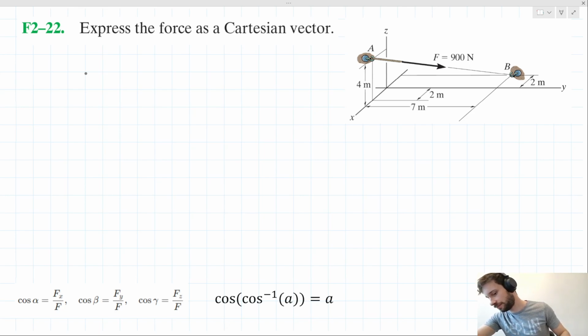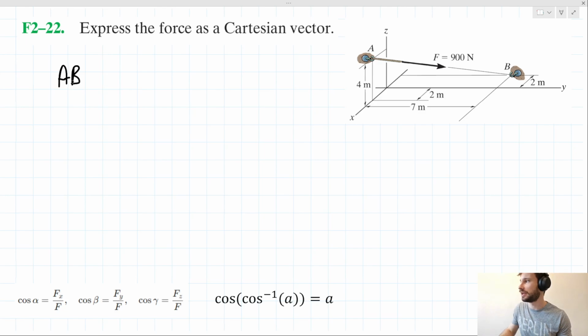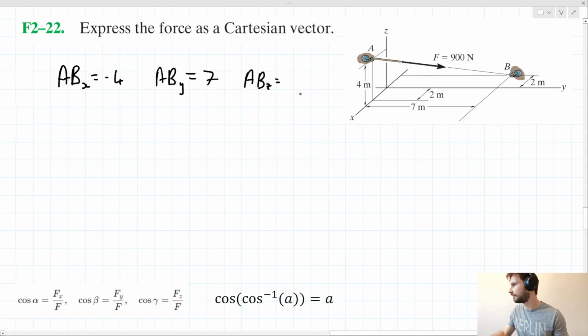So we can say AB x is equal to, in this case, looks like it's acting 2 and then 2 again, so that's minus 4 because it's acting in the negative direction. AB y looks like it's acting 7 across, and AB z looks like it's acting 4 down, so that's minus 4.